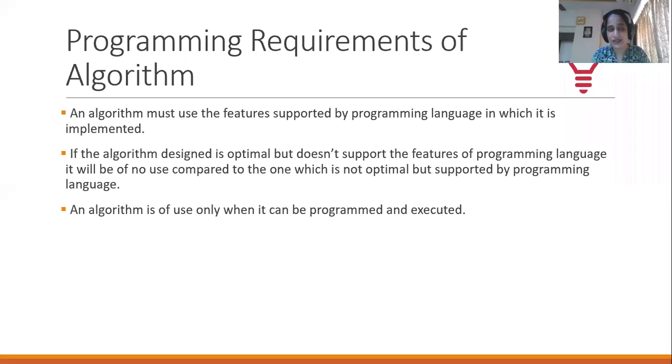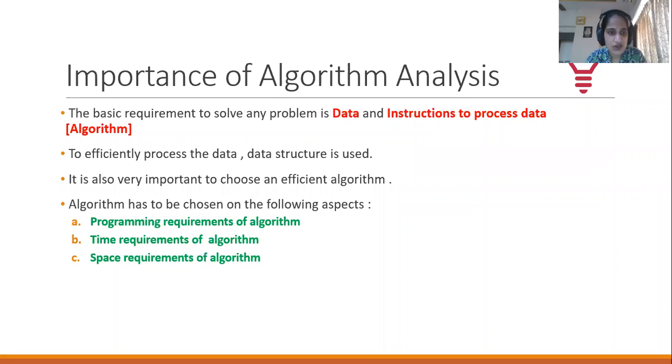Okay, it has to be, of course, optimal and efficient, but then one more care has to be taken: that it has to be programmed. And yes, if it's a combination, that it is optimal and it can be programmed, then yes, it's going to be the best. Okay, so students, that was the very first analysis of an algorithm.